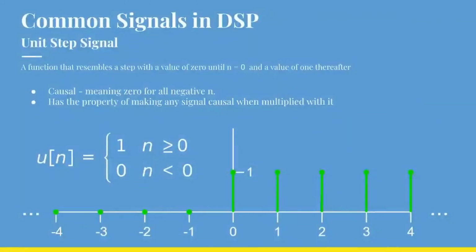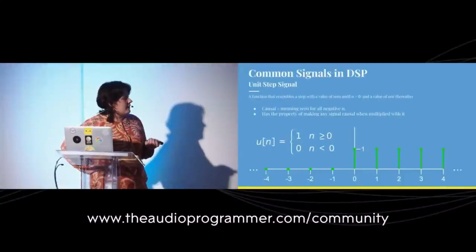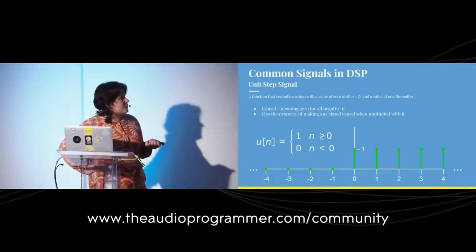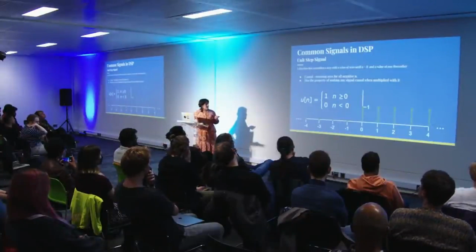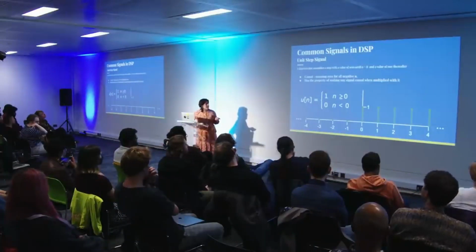Another common signal you'll come across is the unit step signal. This is a function that resembles a step with a value of 0 everywhere until point 0, n equals 0, where it suddenly steps up to 1 and has the value 1 for all n after that. This is what we call a causal signal, meaning that it has non-zero values after the origin and 0 values for all n before the origin. For that reason, if you wanted to make any signal causal, you could multiply it with the unit step function in order to receive a causal version of your other signal.